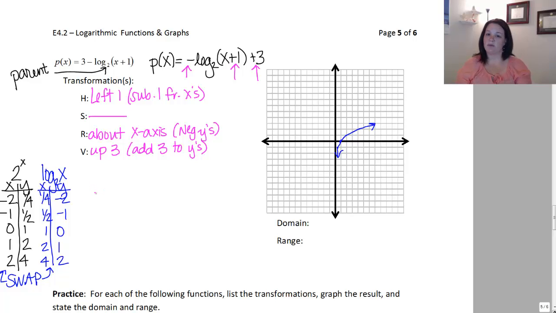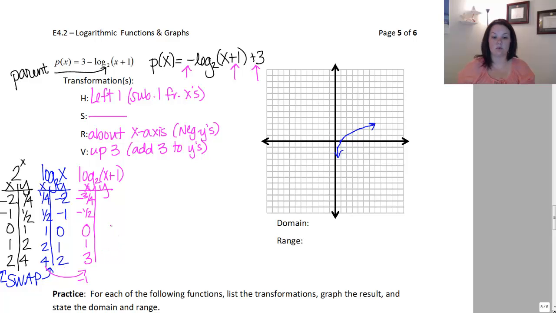All right, so remember you have to do these in HSRV order or your graph doesn't turn out right. So the first thing we do is our horizontal shift. So now it looks like log base 2 of x plus 1. To move it to the left 1, I'm going to take my x's from the previous table and subtract 1. So 1/4 minus 1 is negative 3/4. 1/2 minus 1 is negative 1/2. 1 minus 1 is 0, 2 minus 1 is 1, 4 minus 1 is 3. My y's stay the same: negative 2, negative 1, 0, 1, 2.